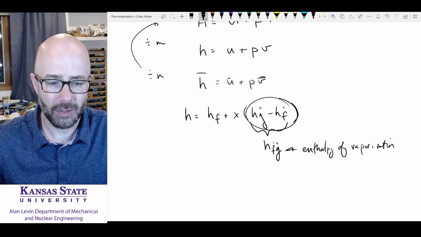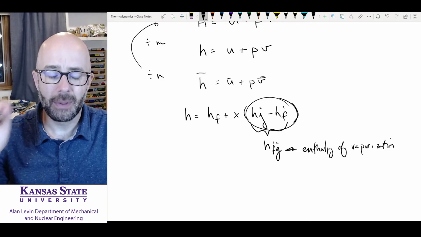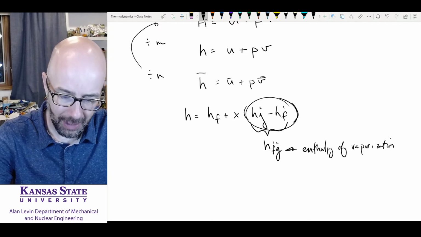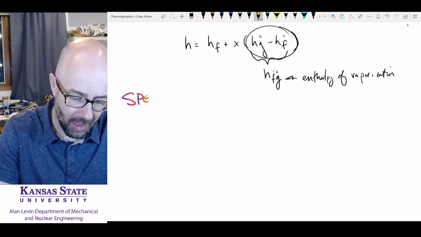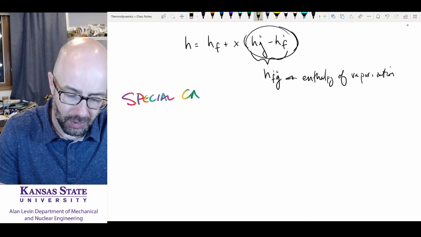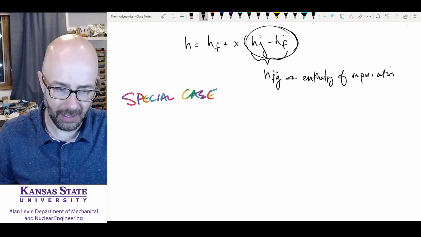Enthalpy is going to be very useful in chapter 4 when we talk about open systems. But there is a special case, and let me make sure that you understand this is a special case, a special case when you might use it with a closed system. And so let me describe that special case here.